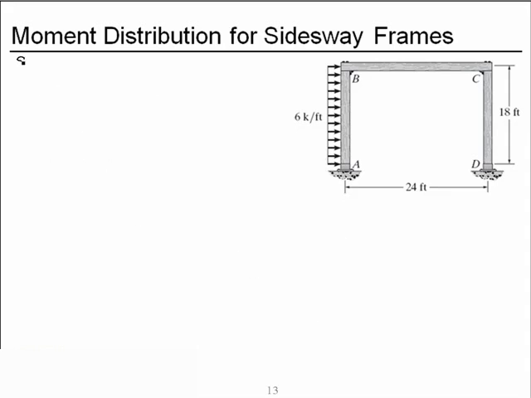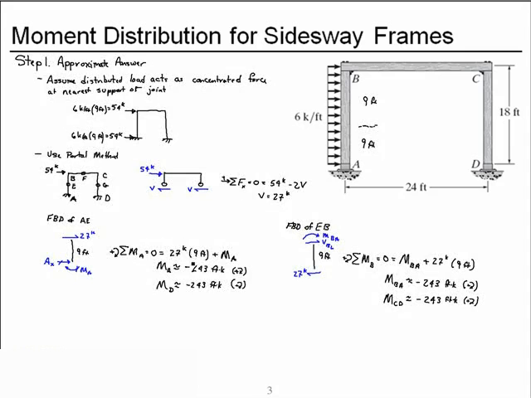Now to find out if all of that work produced a reasonable result, part of how we'll make that evaluation is to compare with our approximation. We had approximated the moment reaction at A and the moment reaction at D to be negative 243 foot kips.